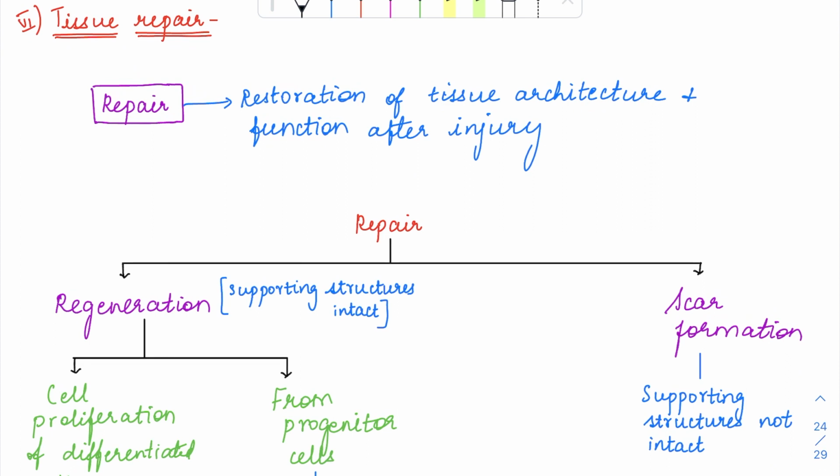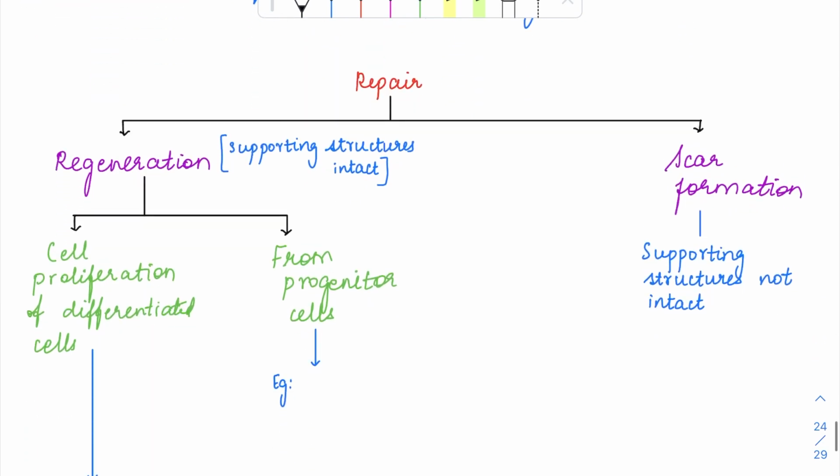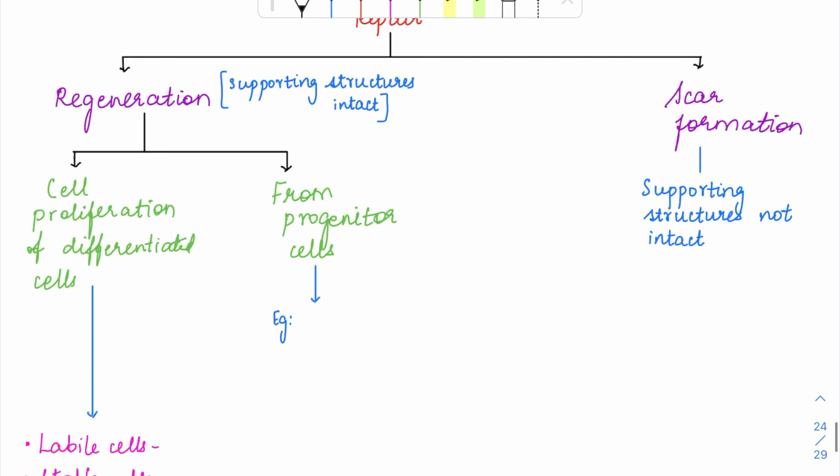The process by which the normal architecture and the function of the cell is regained is called repair. So repair happens with two mechanisms. Firstly, with the regeneration of the lost cells, and secondly by scar formation. For regeneration to happen, what should be there? The supporting structure of the organ should be intact. Only then can regeneration happen upon it. If the supporting structures are not intact, it will lead to scar tissue formation.